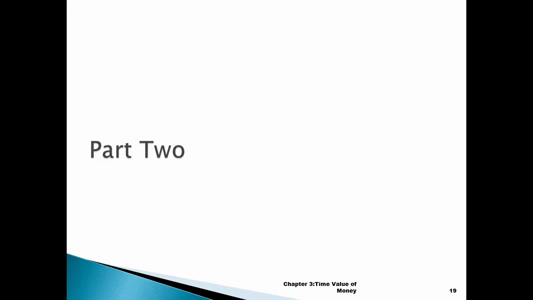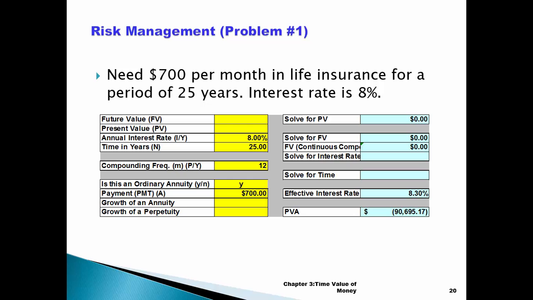In part 2, we're going to look at some more applications for time value of money. So let's talk about risk management. This client needs $700 per month in life insurance for a period of 25 years. If they can earn an interest rate of 8%, how much life insurance do they need?